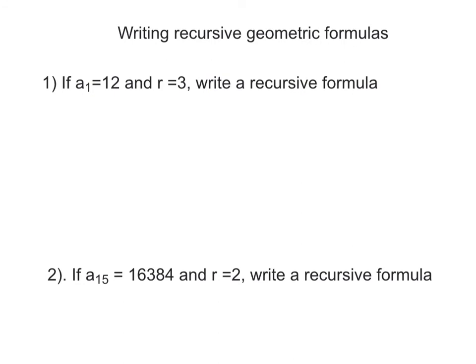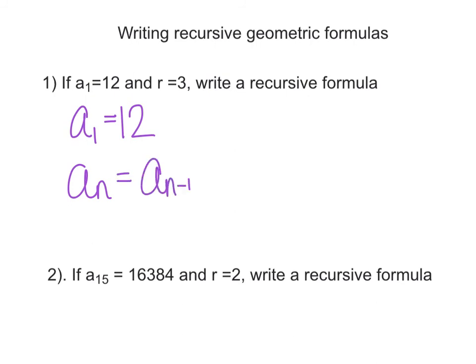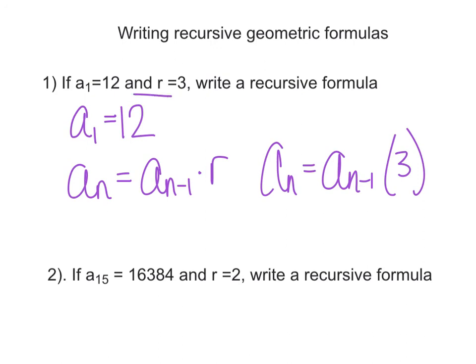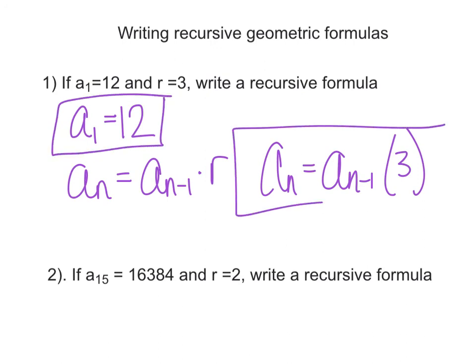All right, writing a recursive geometric formula. So I'm given a sub 1 and the ratio, write a recursive formula. So again, I have to be given a sub 1 when I do recursive. And I need to know it's a sub n minus 1 times the ratio. And again, this was super generous. I already know my ratio, so a sub n minus 1 times 3. So I need to state the first term and my recursive formula.